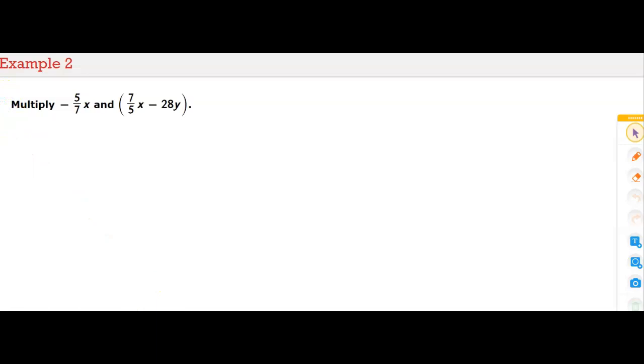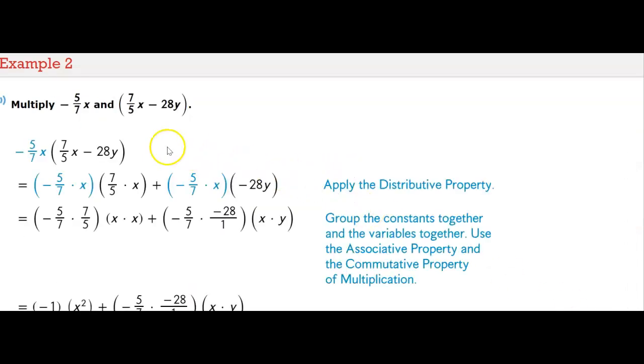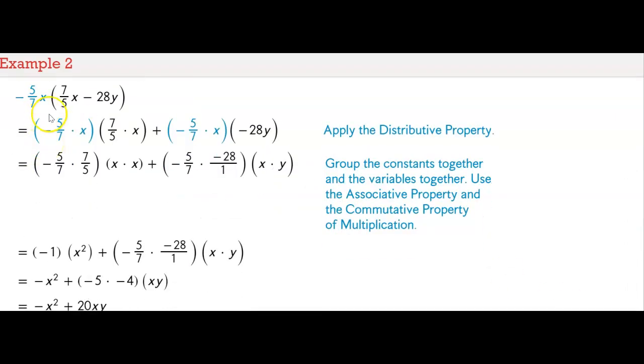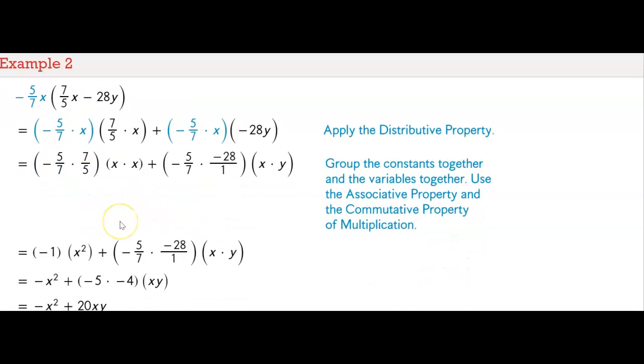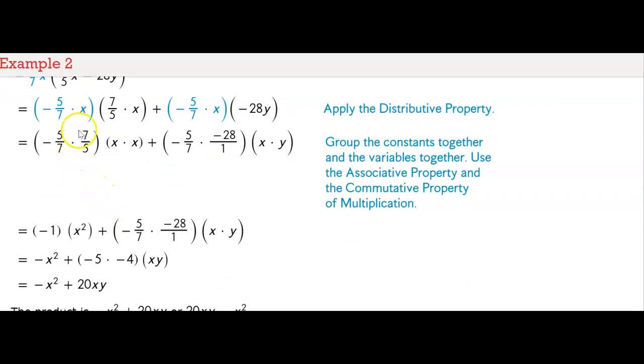Multiply negative 5/7 times x and the quantity of 7/5 times x minus 28 times y. Okay, so you see here they are multiplying using the distributive property, like we did in the previous example when the number was on the outside. And you put your like terms together, so your constants, which are the fractions, and your variables together, and then you multiply those numbers.